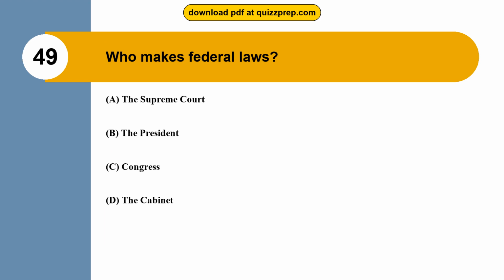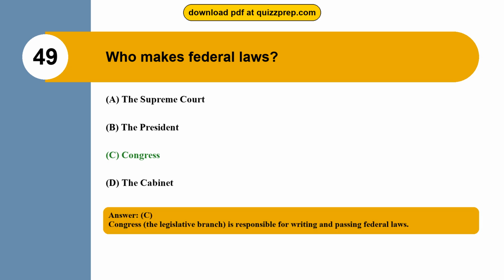Question 49. Who makes federal laws? Option A, the Supreme Court. Option B, the President. Option C, Congress. Option D, the Cabinet. The correct answer is option C, Congress. Congress, the legislative branch, is responsible for writing and passing federal laws.